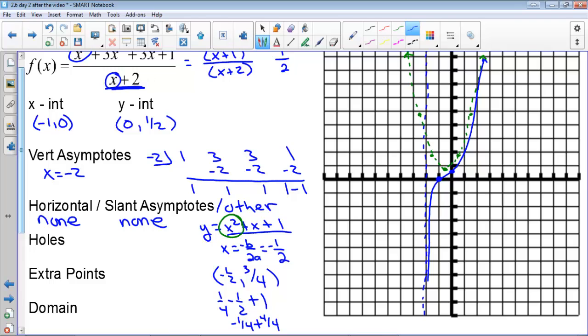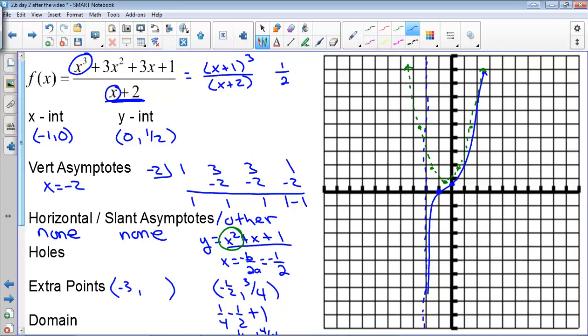Well, I have the right side of the vertical covered, but what about the left side of the vertical asymptote? So here's where the extra points come in. Negative, let's see, what do I need? Negative 3. Negative 3 comma something.